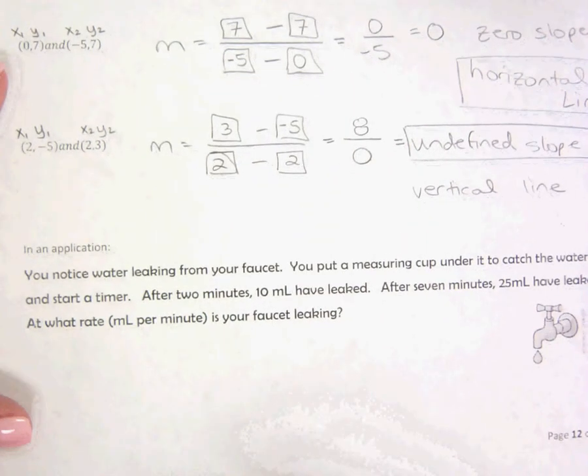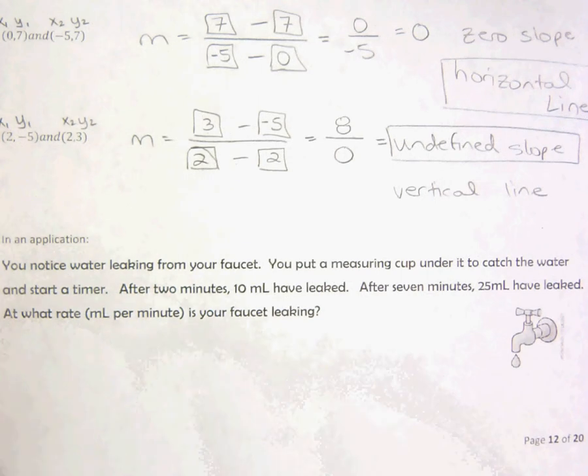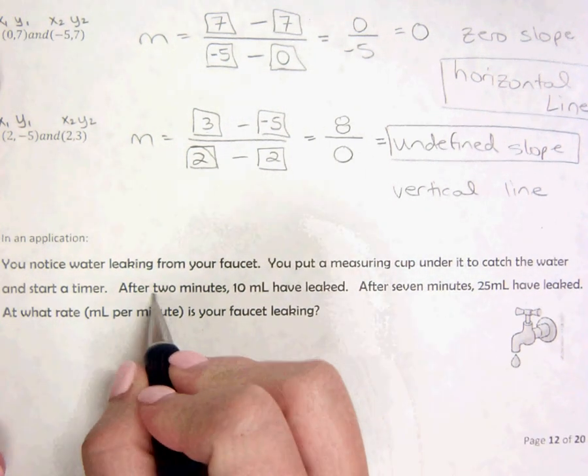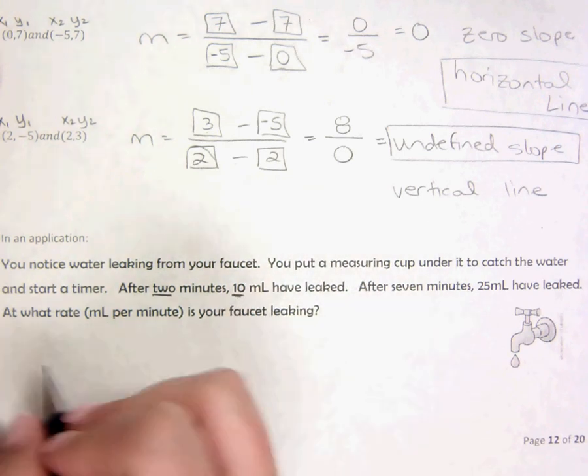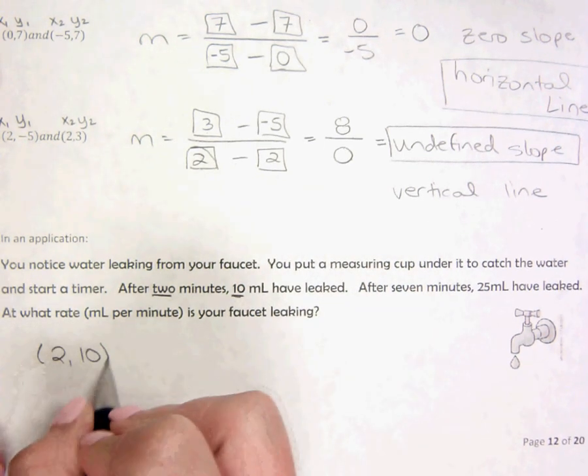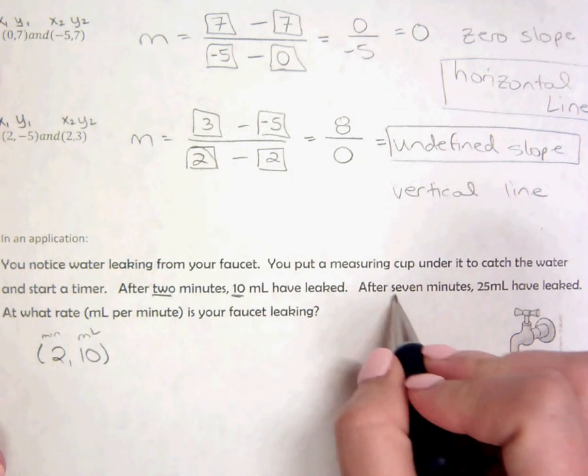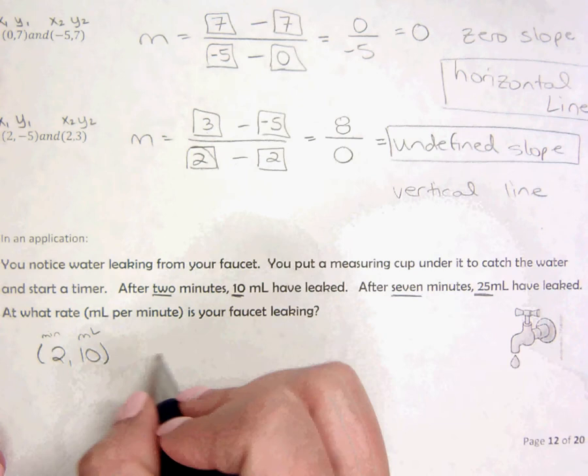Same idea down here with an application problem. It says you notice water leaking from your faucet. You put a measuring cup under it to catch the water and start a timer. After 2 minutes, 10 milliliters have leaked. After 7 minutes, 25 milliliters have leaked. At what rate, in milliliters per minute, is your faucet leaking? So you have two points in time. 2 and 10 become an ordered pair, minutes and milliliters. And then 7 and 25 become another ordered pair.